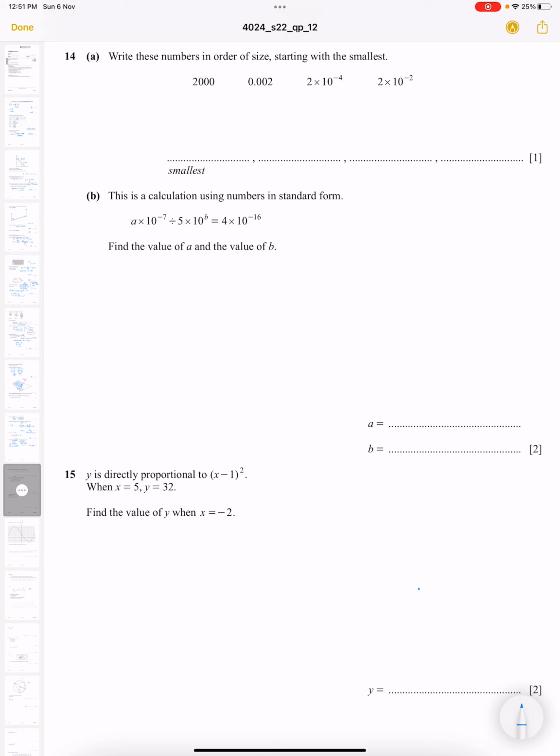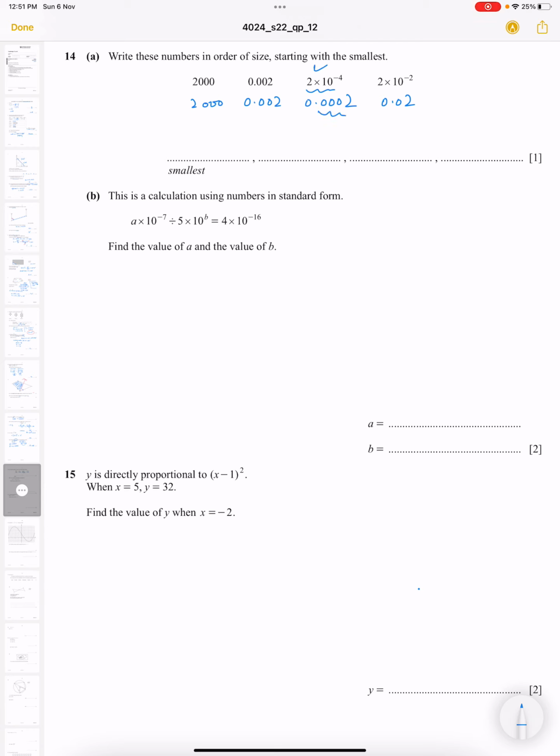Okay, next question. Write these numbers in order of size, starting with the smallest. Let's write these numbers, which are in standard form, as decimal form. It will be 0.0002 and this will be 0.02. And this is 0.002 and this is 2000. So clearly the smallest one is this one.